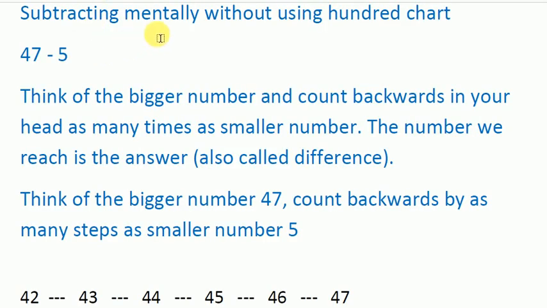Now children, let us subtract mentally without using a 100 chart. Let's take an example. Say for example you want to subtract 47 minus 5. So the steps are almost the same, but here we are not using a 100 chart, we are doing it mentally. So 47 and 5. Which is the bigger number? 47. So think of the bigger number and count backwards in your head as many times as the smaller number. Think 47 in your mind and count backwards 5 times. The number you reach is the answer.